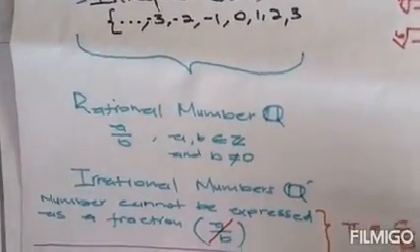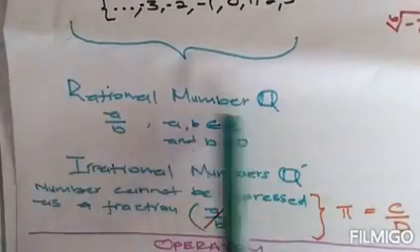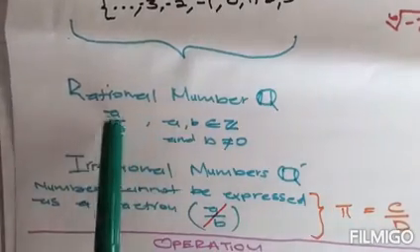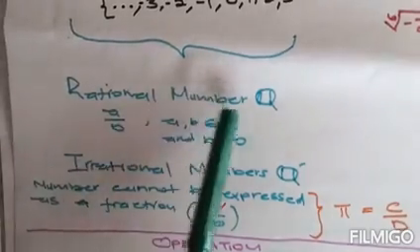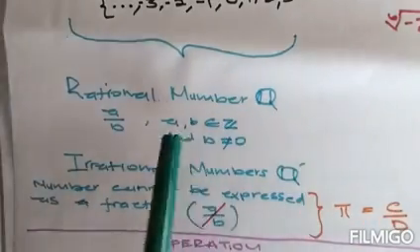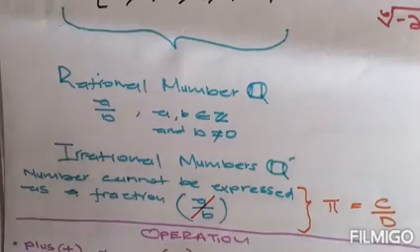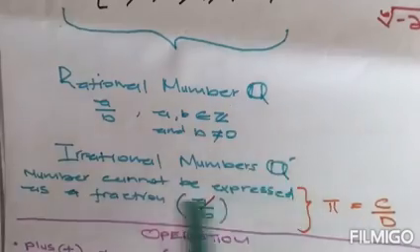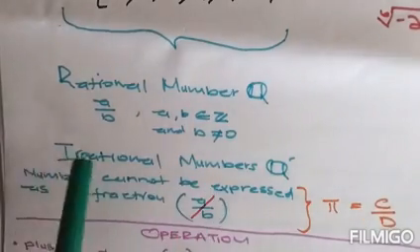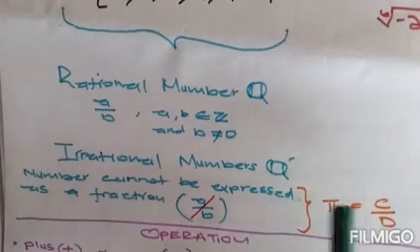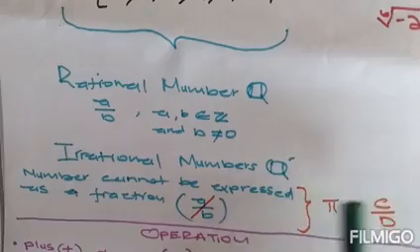These numbers also can be divided into rational numbers and irrational numbers. Rational numbers are all numbers that can be expressed as a fraction, a over b, where a and b are elements of integers, and where b cannot be 0. And irrational numbers are any numbers that cannot be expressed as a fraction. So we cannot express an irrational number in this form. One of the famous irrational numbers we are familiar with is pi, which is circumference over diameter.